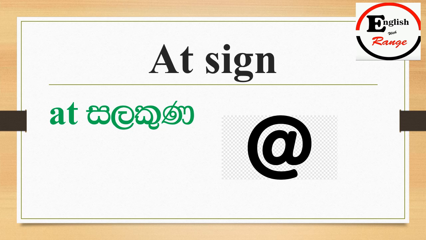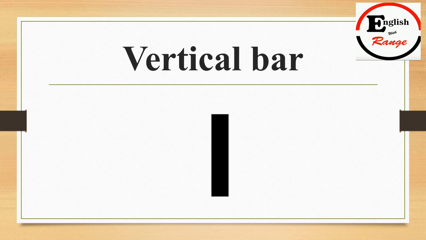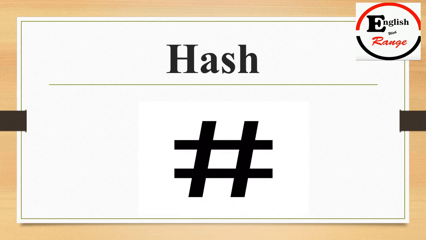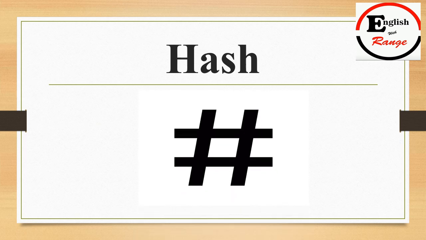16th one is at sign. 17th one is vertical bar. 18th one is plus sign. 19th one is hash.